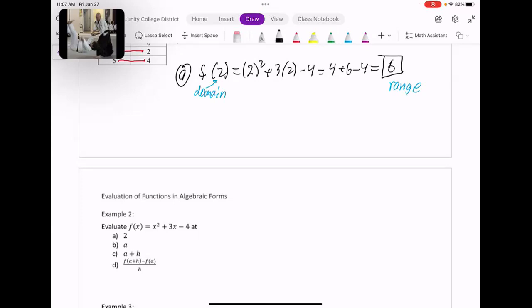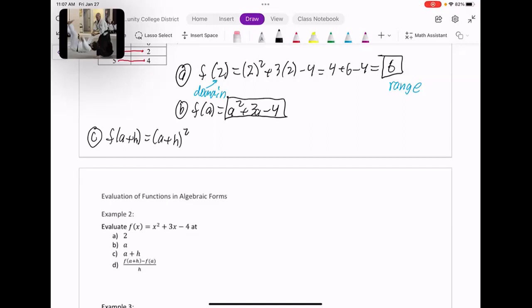Part B says we're going to find f of a, meaning some generic number. Well, that's very easy to do. And that's it. We can't go any further with that. We're done. Now C is going to take up some real estate here. So I'm going to replace all of the x values with an a plus h. So this is going to be f of a plus h. It's going to be a plus h squared plus 3 times a plus h minus 4.